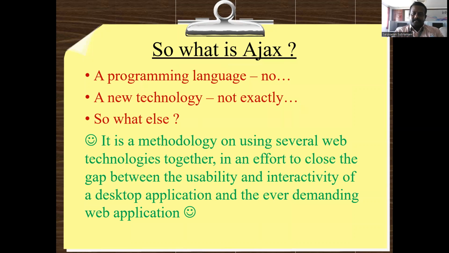So what is Ajax? Is it a programming language? It's not. Is it a new technology? We can't exactly say that is correct. So what else is Ajax? It is a methodology of using several web technologies together in an effort to close the gap between the usability and interactivity of desktop applications and the ever demanding web application.